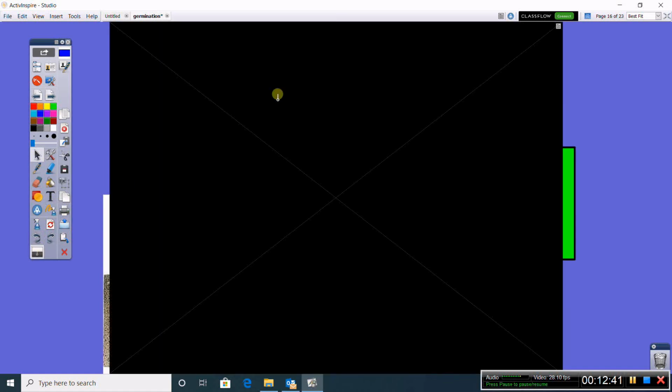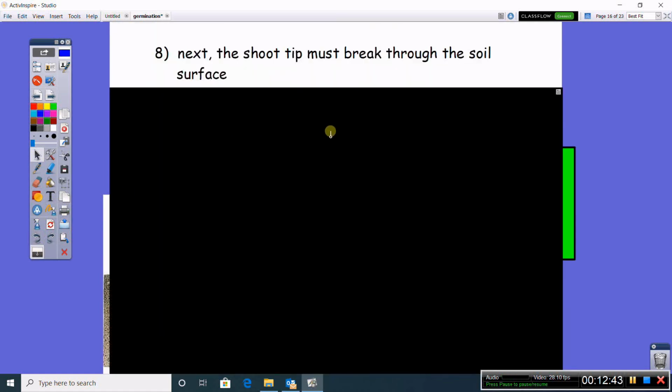Okay, let's take this little by little. So next, the shoot tip must break through the soil surface. Now, that's going to look different in monocots and dicots. So if maybe your family has decided that they want to start a garden since they might be at home and might have the land to, I want you to pay attention to those little seeds as structures start to break through the soil.